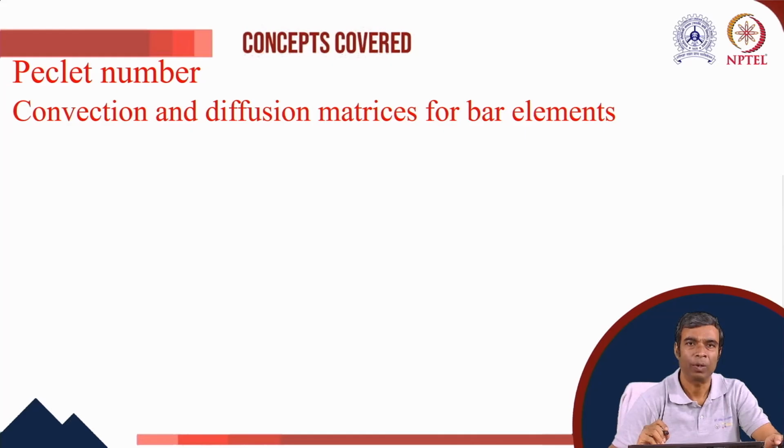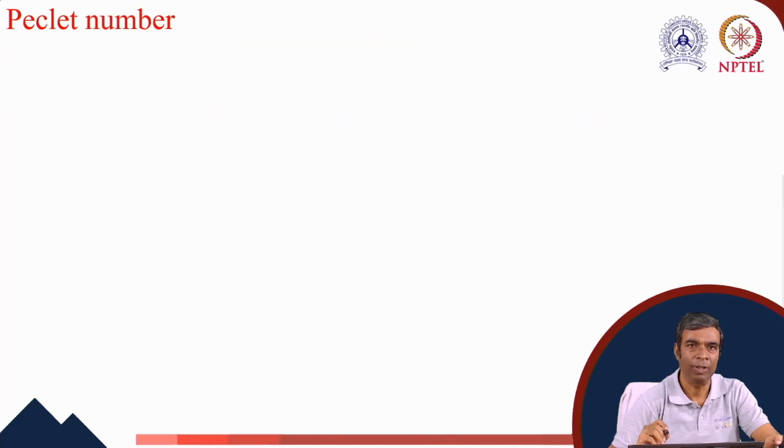In today's class, we shall introduce the concept of Peclet number. Peclet number is a non-dimensional number that is very much important in conjunction with the convection, diffusion, transport, mass transport, or the momentum transport. It is named after the French physicist Jean-Claude Peclet. Subsequently, we shall illustrate the convection diffusion matrices for one-dimensional bar elements. We shall show cases for two-noded and three-noded bar elements. First, we introduce the concept of Peclet number.